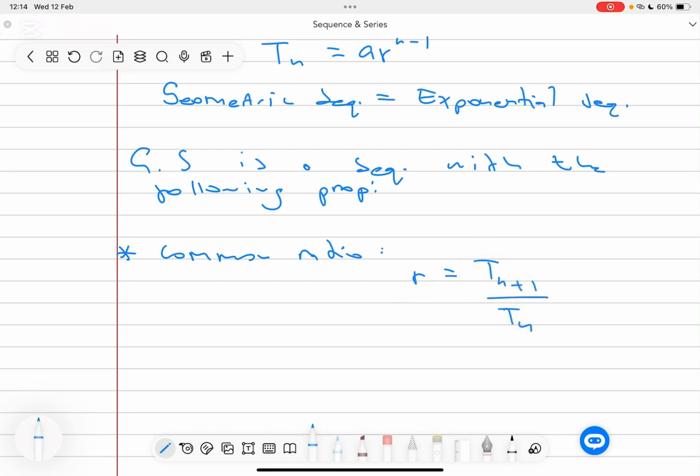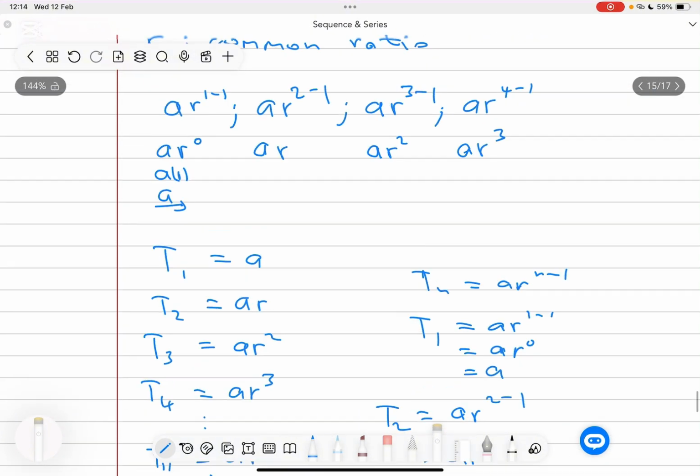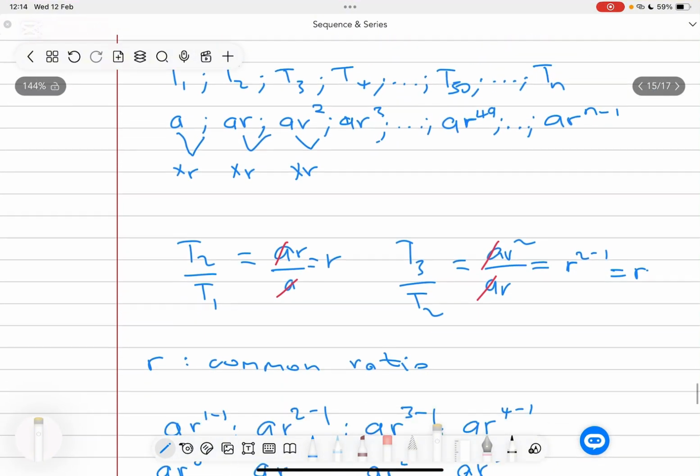So for instance, if I say n equals 1, in this formula we're going to have r = t(1+1) over t1, because now I'm putting the 1 in place of n. And this would mean that I'm going to have t2 divided by t1. We spoke about this: term 2 divided by term 1 will give you r, which we said is a common ratio.